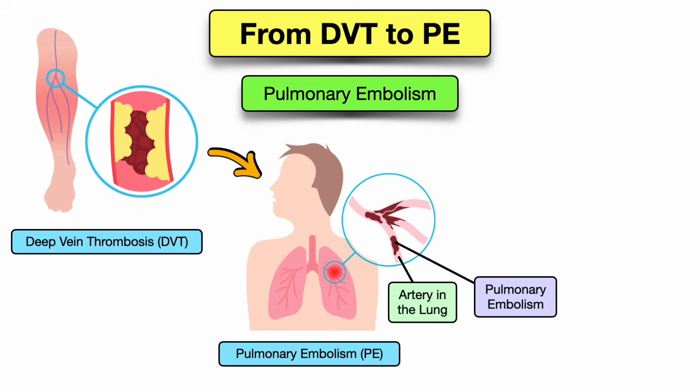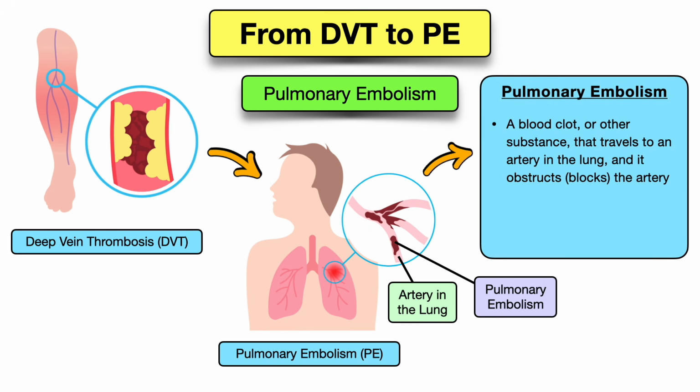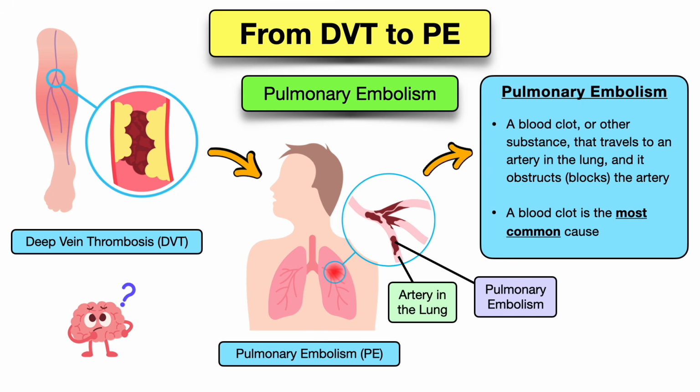Now that there's a blood clot in the leg called a DVT, how does the blood clot go from the leg to the lungs to cause a pulmonary embolism, or PE? As a quick reminder, a pulmonary embolism is when a blood clot or other substance travels to an artery in the lung and it blocks the artery. There are several causes to a pulmonary embolism, but a blood clot is the most common, especially a blood clot from the leg. So how does the blood clot get from the legs to the lungs?